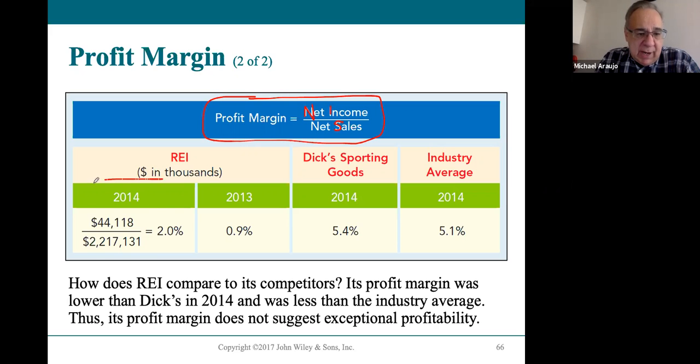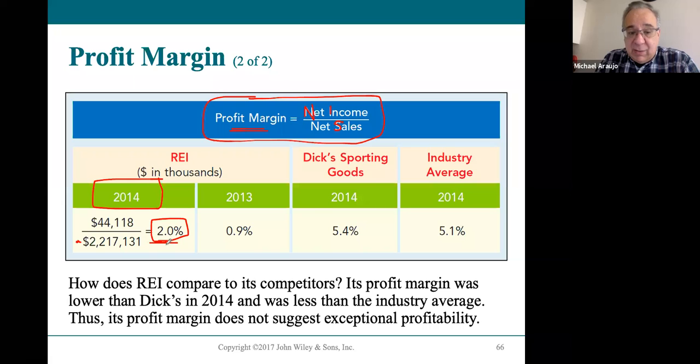Well, let's go to REI in 2014. As you saw, REI's profit in that year was a little more than $44 million on sales of over $2.2 billion. That means they had a 2% profit margin, which meant, here's the kicker, that of every dollar the customer gives them in sales, after all the expenses were paid, they kept 2% of that dollar. Their profit was 2% of every dollar they collected from customers.